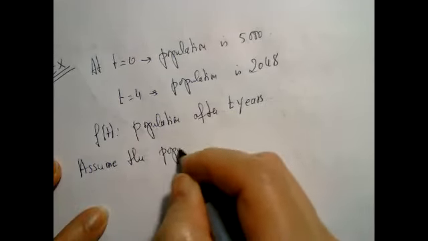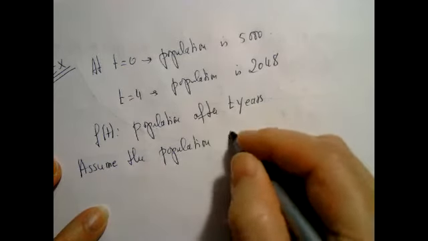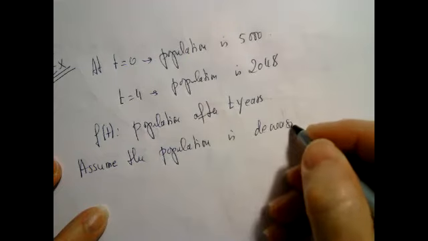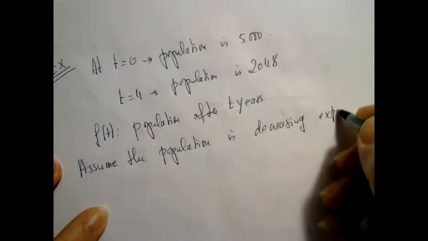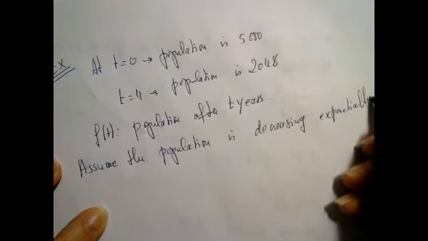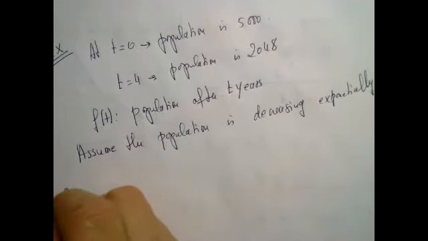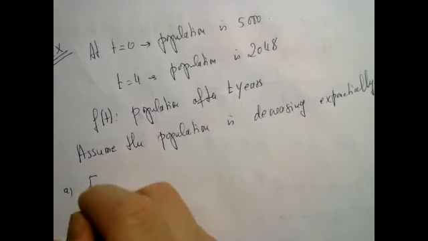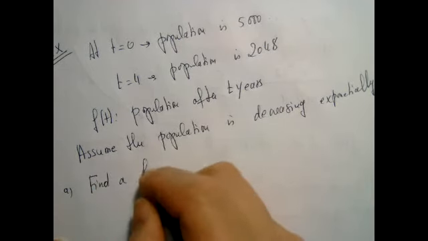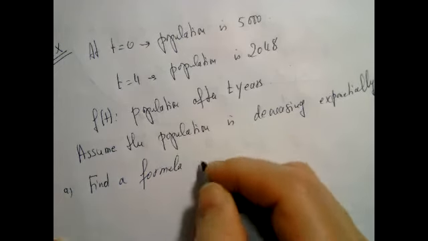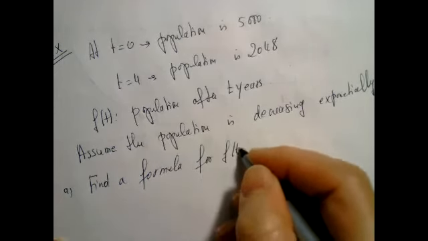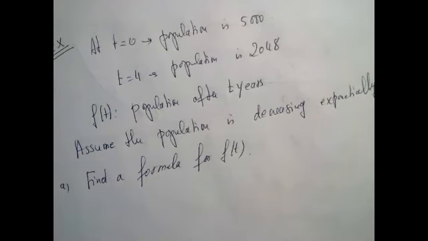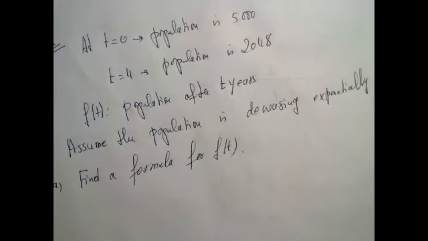It means it is decreasing by the same percent, basically, exponentially. The first question is to find a formula for the population. We're going to first find the formula. And the second question is, once you find the formula, we're going to find the growth rate. It means by what percent this function is changing.